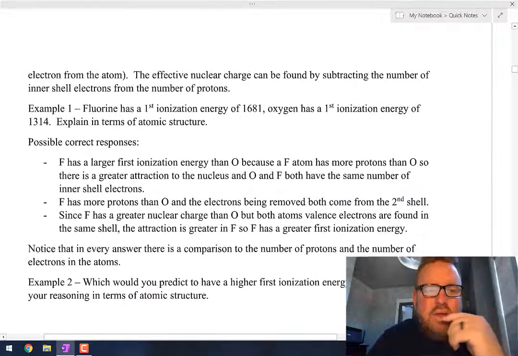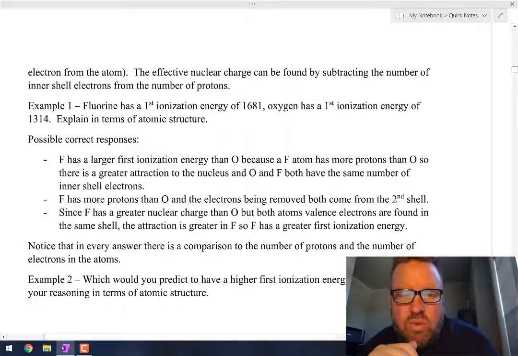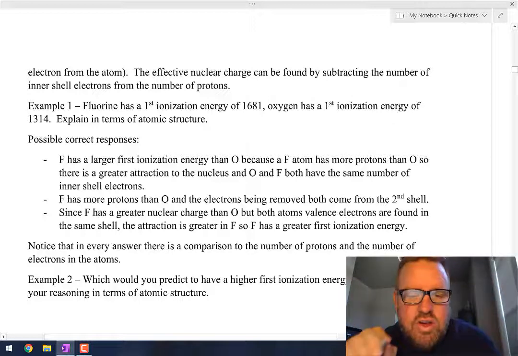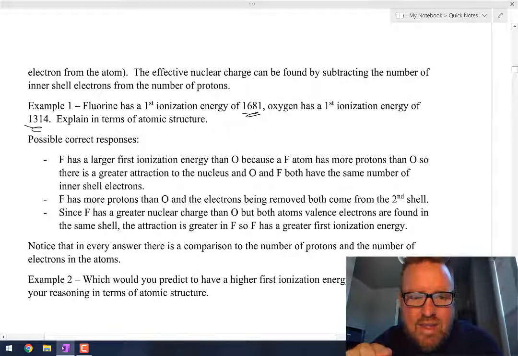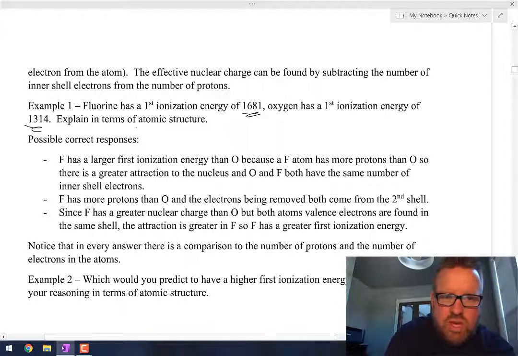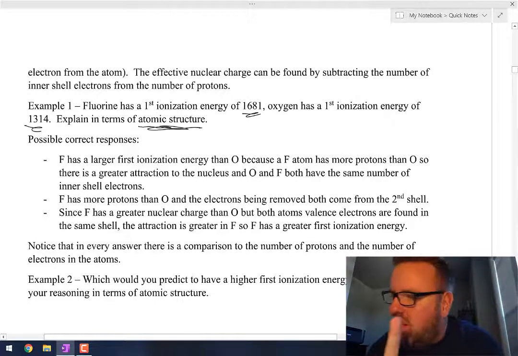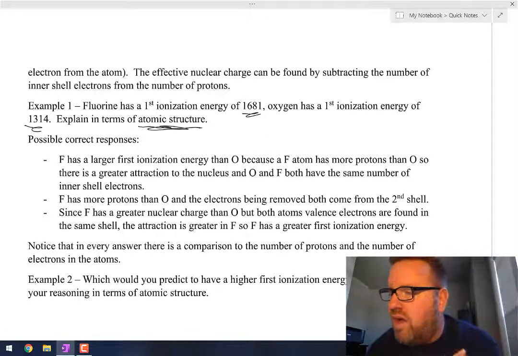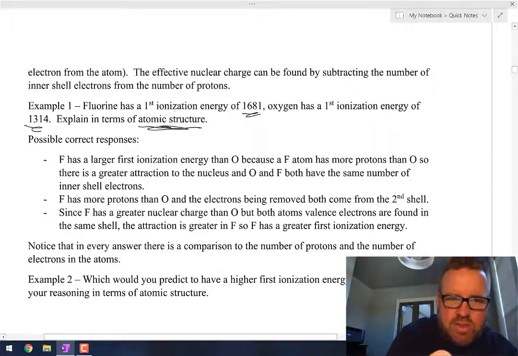Okay? So, example number 1. Fluorine has a first ionization energy of 1,681. Oxygen's is 1,314. Explain in terms of atomic structure. Here's where I want you to be really careful. I'm telling you the answer. I'm telling you that fluorine is higher than oxygen. What you can't say, because it's not correct, because I want you to explain it in terms of atomic structure, which means the structure of the atom, is that fluorine's farther to the right on the periodic table, so its first ionization energy is greater. You're going to get a 0 for that. You have to talk about the structure of the atom.